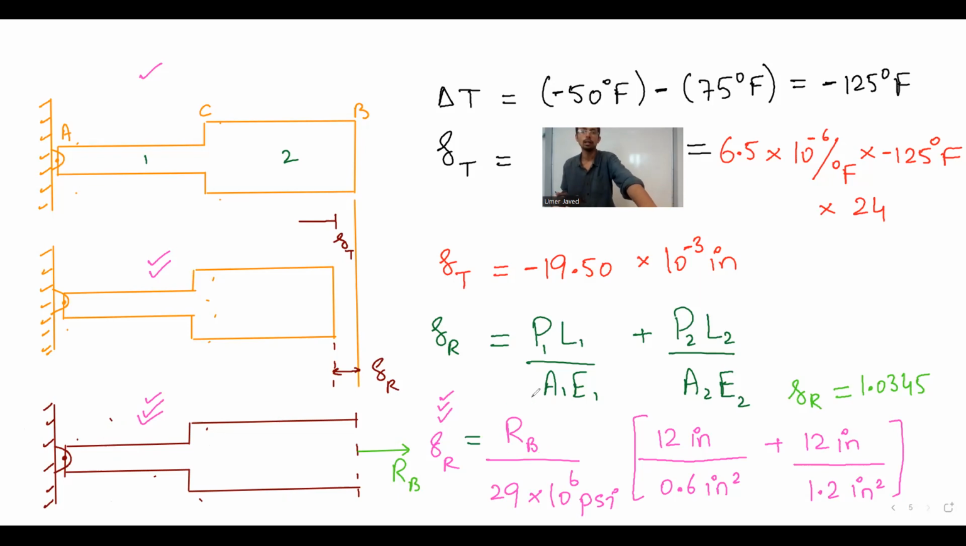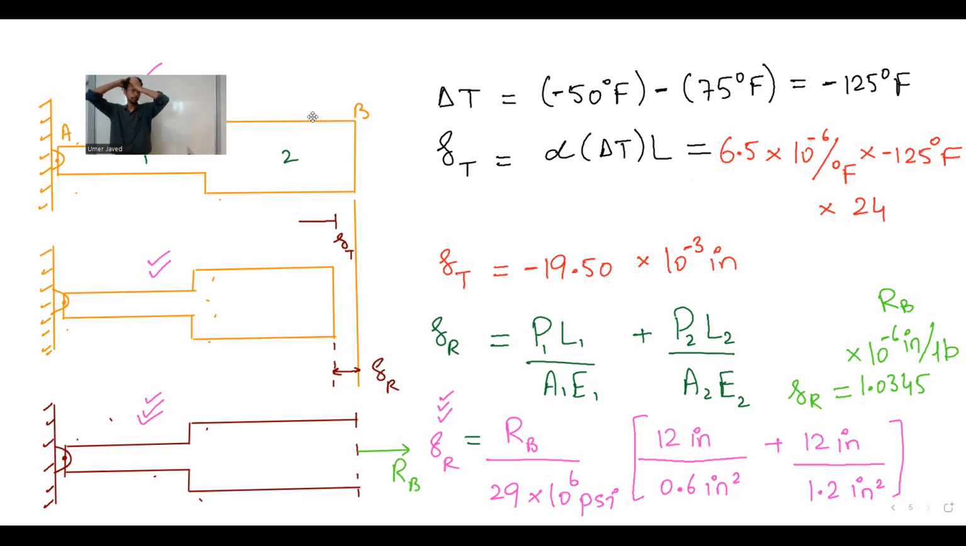So P1 is equal to RB and P2 is equal to RB. Okay, gentlemen, delta R comes out to be 1.0345 times 10 to the power minus 6 inch per pound multiplied by RB. Now I understand why you were asking me what is RB. Now that you have this, let's finish the question. But now we have to stop. Can we know how to find RB? Some strategy anyone can tell me?